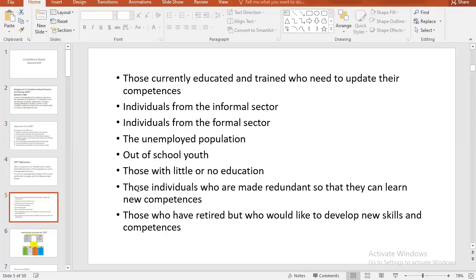Number 5 is out of school youth. And the next target group is those with little or no education. Last but not least is those individuals who are made redundant so that they can learn new competencies. The last target group is those who have retired but who would like to develop new skills and competencies. So the CBET or the new curriculum is targeting all people in the community.